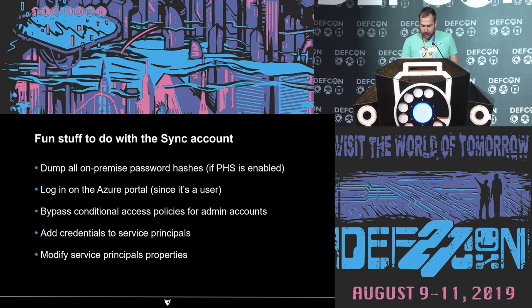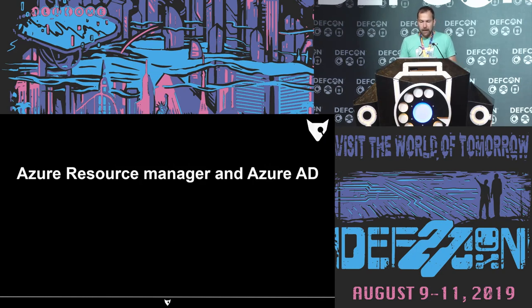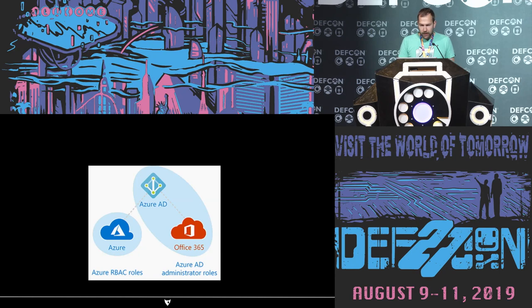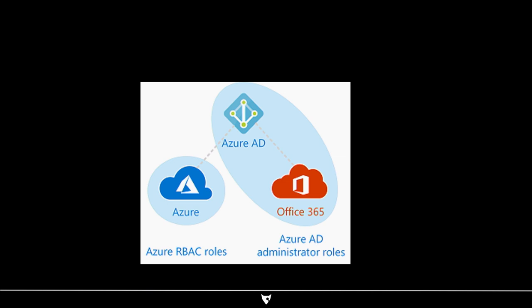And there are some more things where service principals are used. And that's where the connection between Azure Resource Manager and Azure AD comes in. So once again, returning to this picture, Azure AD is the authentication and identification access management for both Office 365 and for the Azure role-based access controls in Azure Resource Manager. So that means that if you're a global administrator, you can, by design, also access all the virtual machines and network infrastructure that is stored in Azure Resource Manager.